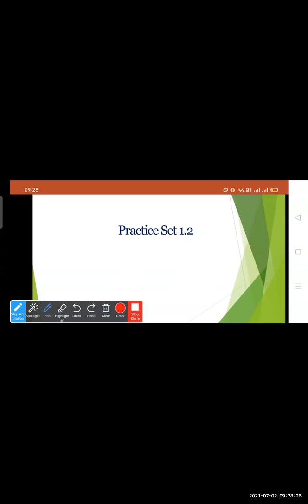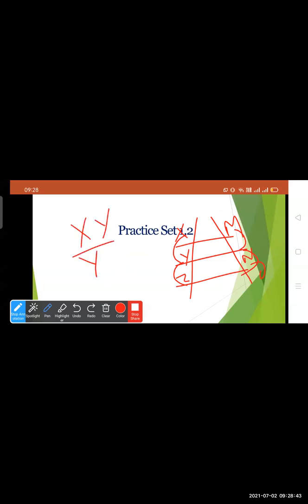Clear? And third condition, three parallel lines. Okay. So here X, Y, Z, M, N, O. Three parallel lines. So here we write XY by YZ equal to MN by NO. So remember these three and then we solve the practice set 1.2.